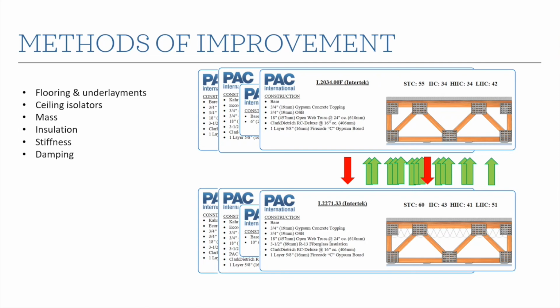And you can see that the IIC rating goes up significantly from 43 to 55. The HIIC goes up even more, right? That's that bigger differentiation between flooring and underlayments. So it goes from a 41 to a 63, a big 22-point improvement. The STC rating goes down a point, but that's really within test variability. Flooring and underlayments really don't affect your STC ratings. And the LIIC rating went down 3 points.